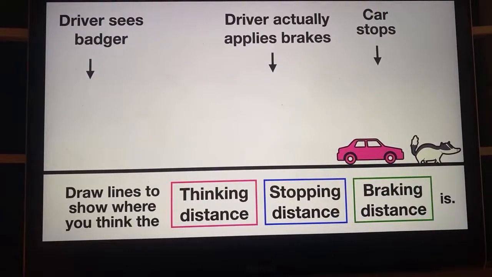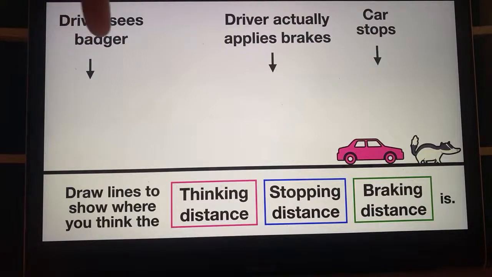Which bit of this situation is the thinking distance, which bit is the stopping distance, and which bit is the braking distance? I'm going to let you guess, because this is one of those bits of physics that just makes delicious sense. It was just made up by humans, and it makes sense.